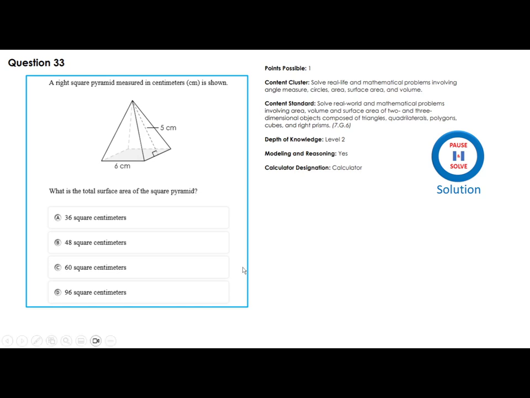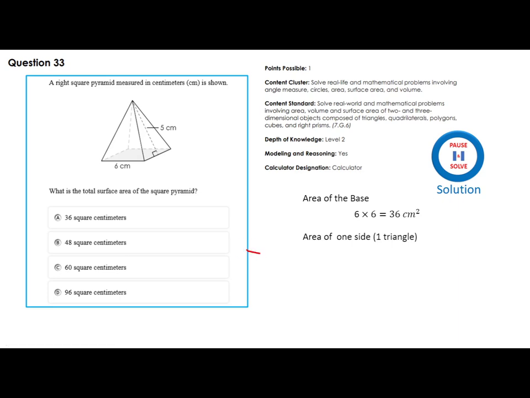A right square pyramid measures in centimeters is shown. So the base is 6, all of these are 6, and that's 5 here. What is the total surface area of the square pyramid? You need to organize yourself so you don't forget anything. So you have a base and you have 4 sides. So area of the base, that's a square, that's 6 times 6, 36 centimeters squared.